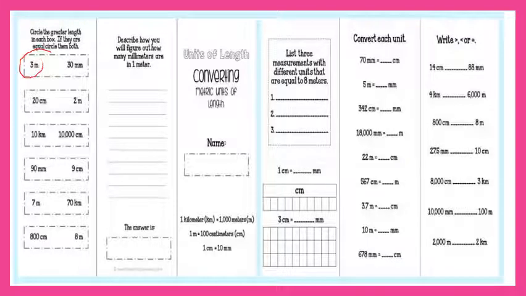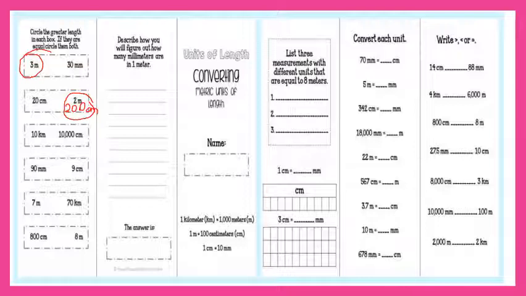So I circle it. Okay, 20 centimeters and 2 meters. 2 meters, if I want to change it to centimeters, I have to multiply it by 100, or 10 to the power 2. So the answer will be 200 centimeters. If I change both to centimeters, it is easier for me to choose the greater one. Okay, excuse my handwriting, I cannot control more.